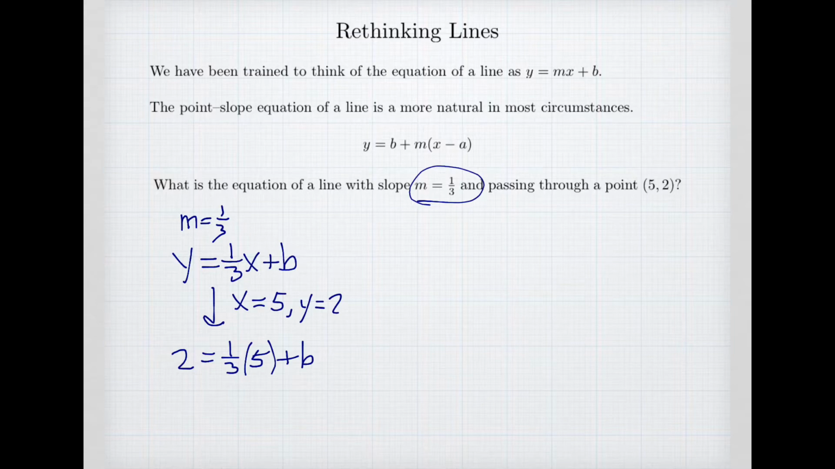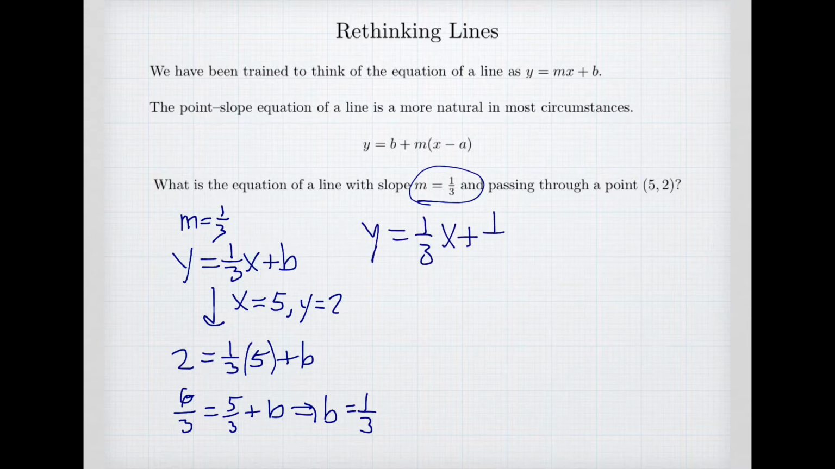And then I go finish solving for b. Let's see, I need a common denominator, so 5/3, 2 is the same as 6/3, so 6/3 is 5/3 plus b, and I discover my b is 1/3, and I have an equation of the line. My y is 1/3 x plus 1/3. So that's the y equals mx plus b form.